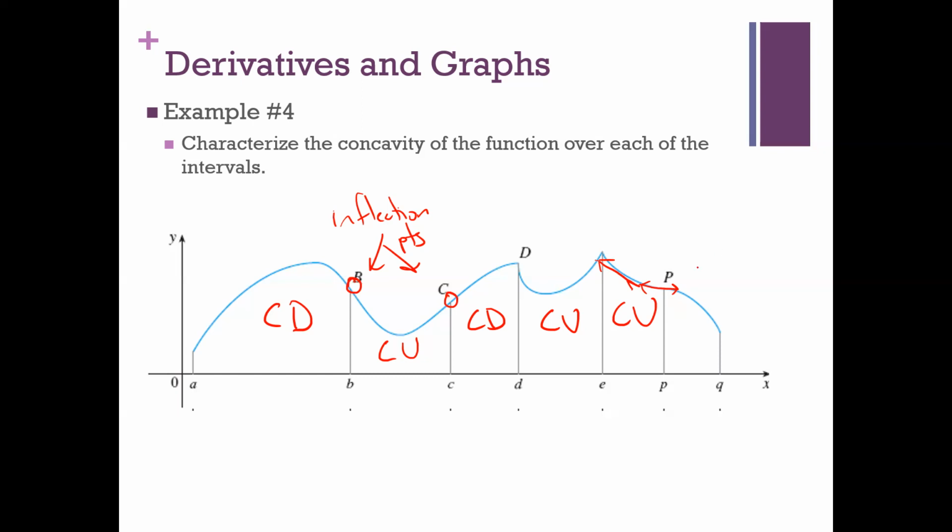Concave down. And the last thing I want to point out is, what can I say about F prime from E to P? F prime is negative the whole way, right? How about F prime from P to Q? Still negative, right? So it's decreasing the entire way, but the concavity is different throughout the interval. So again, just warning you not to make assumptions from one derivative to the next.